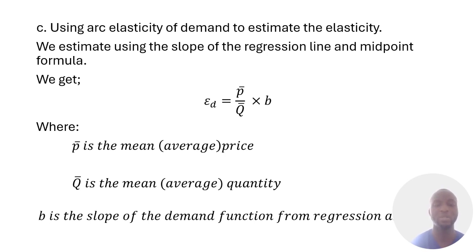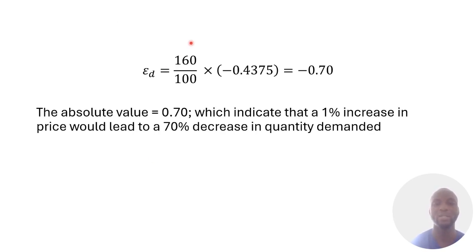So let's see, when we substitute that into the equation, what do we get? 160 divided by 100. Don't forget, the slope is a negative sign. When you plug it in, I put it in a bracket. When you do all this, you get negative 0.70. The negative sign again is just an indication that there is an inverse relationship between price and quantity demanded. But when you are supposed to interpret the result, we interpret by looking at the absolute value. When I say absolute value, we ignore the sign. It's not negative, it's not positive. We just want to interpret.